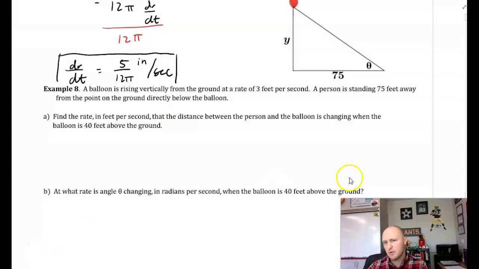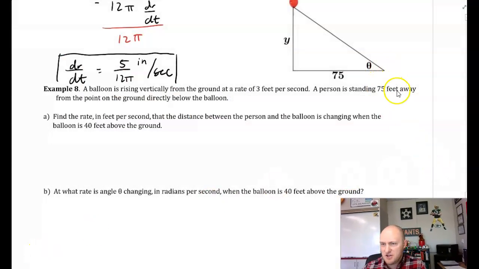Hello, welcome back. This is 4-4 related rates, and this is the third video. In this example, we're going to look at 3 examples that show related rates and how we can solve them. So here we go.